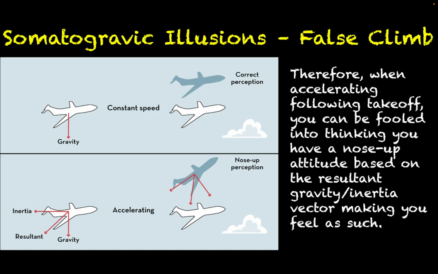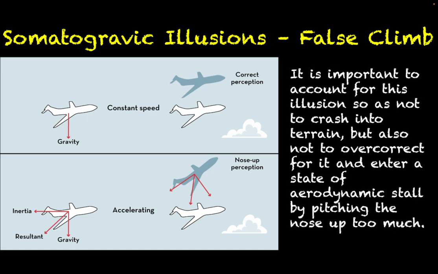Well, if you do that, you run the risk of crashing the airplane into terrain if you have not gained sufficient altitude. So it's important to account for this illusion so that you don't crash into terrain, but also so that you don't overcorrect for it and enter into a state of aerodynamic stall if you try to pitch the nose up too much. So it's good to be aware of this, but you don't want to be so aware of this that you think, oh, well, I feel like I'm pitching the nose upward, I know I'm really not, so I better pitch the nose upward for real to make sure that I don't succumb to the false climb illusion. Well, if you start climbing too fast, you might stall and crash anyway. So definitely something to be aware of here.